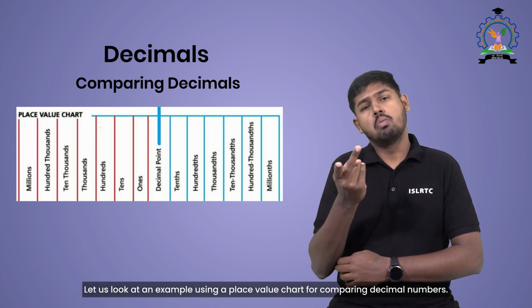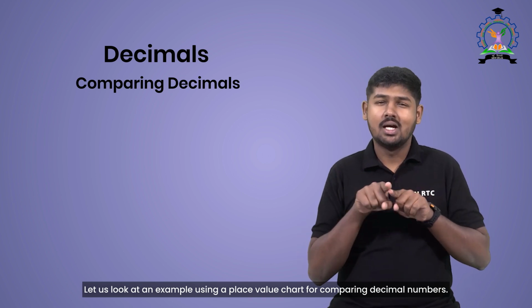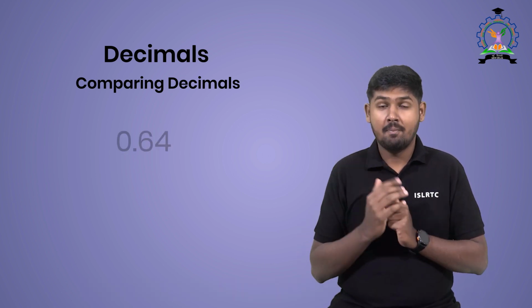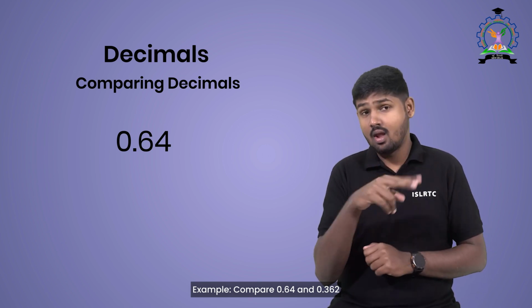Let us look at an example using a place value chart for comparing decimal numbers. Example: compare 0.64 and 0.362.